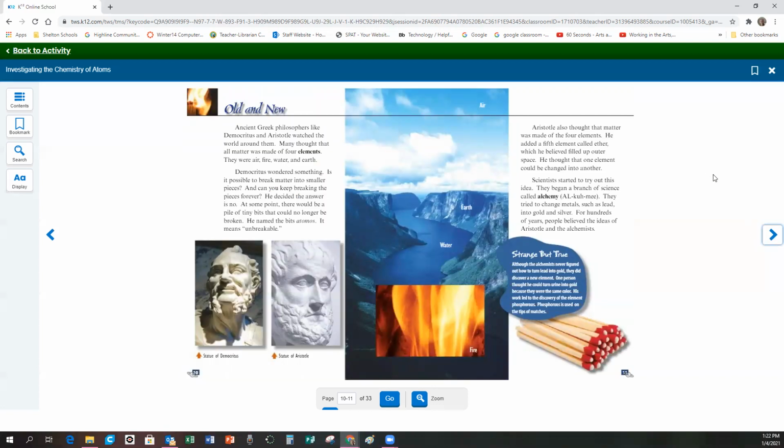Ancient Greek philosophers like Democritus and Aristotle watched the world around them. Many thought that all matter was made of 4 elements. They were air, fire, water, and earth.